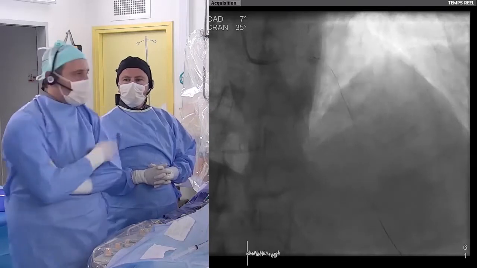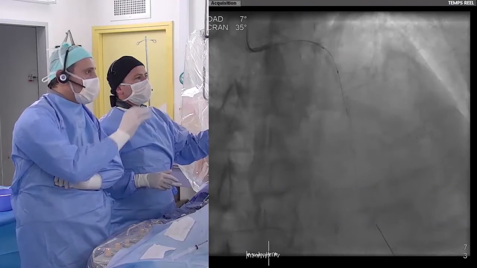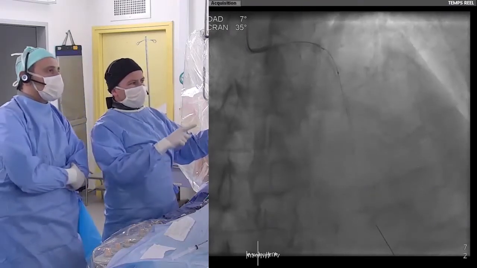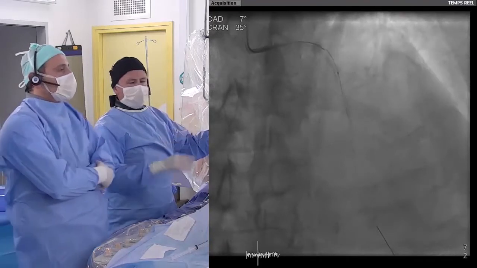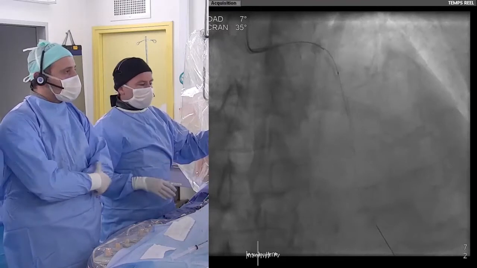We might first see on the fluoroscopy the way the IVUS catheter progressed through the lesion. We start with the left main just to assess the lesion, which is quite, this is intermediate.